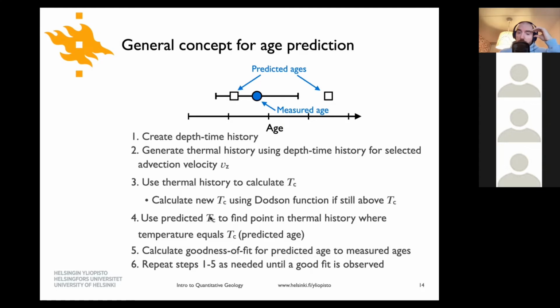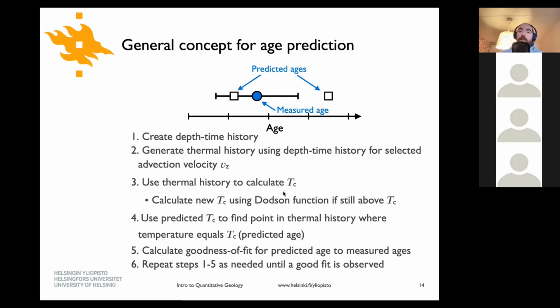Once you know the closure temperature, you can use that to find the point at which in your temperature history you cooled below that closure temperature, and that will give you your predicted age. So if the closure temperature was 75 degrees C, for example, you would look at the thermal history you have and say, okay, at what time did the temperature in this thermal history go below 75 degrees C? That's going to be your predicted age.